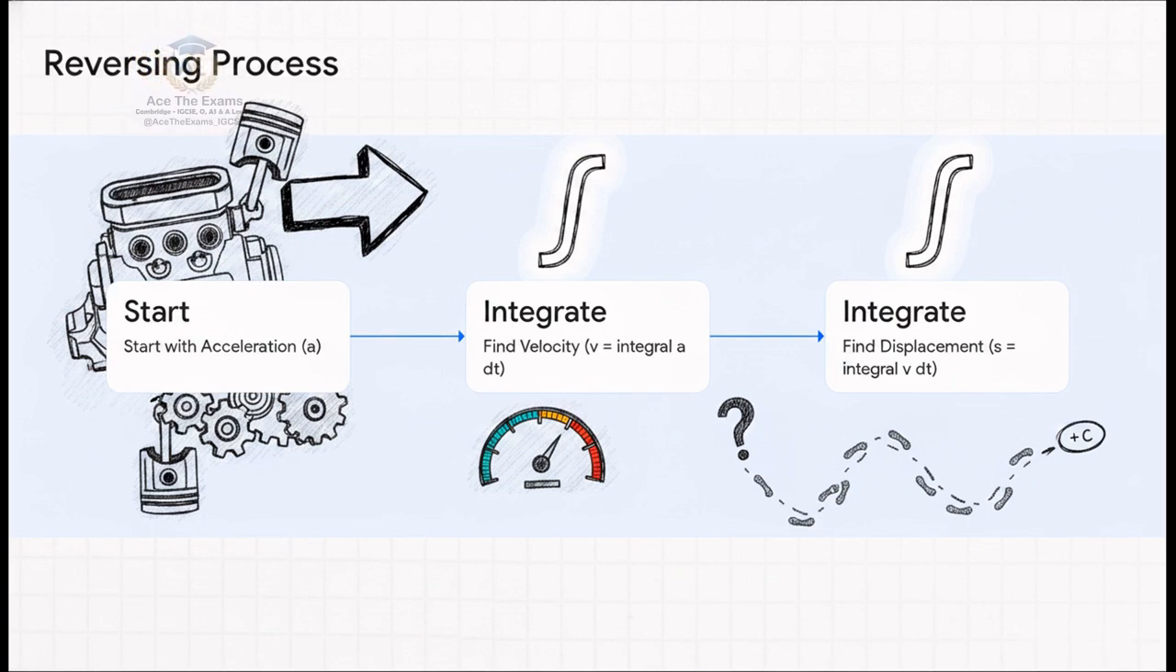And guys, this is absolutely crucial. When you integrate, you must never, ever forget your constant of integration, your plus c. Because without specific boundary conditions from the question to solve for that exact constant, your entire backwards journey is going to lead you to the completely wrong destination. I've seen so many A-stars vanish because of a forgotten plus c. Don't let it happen to you.